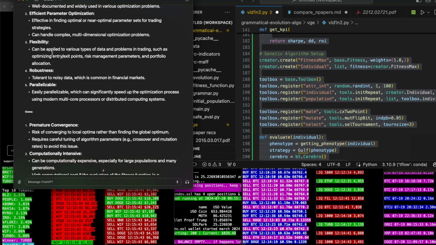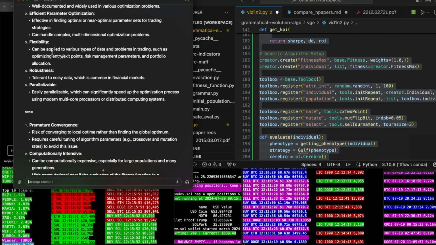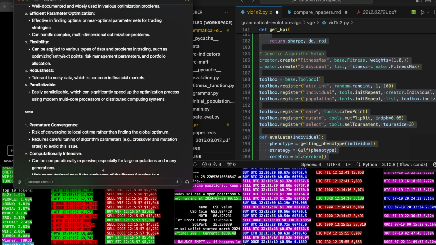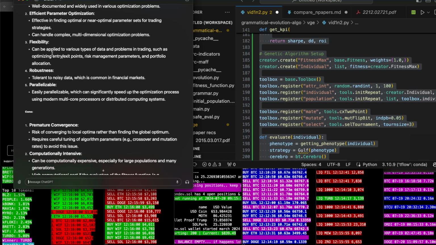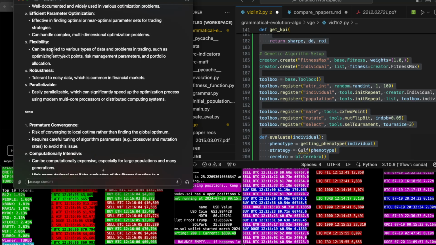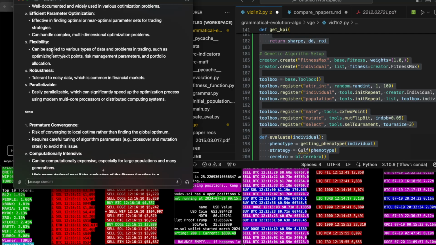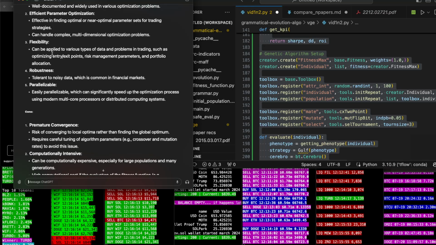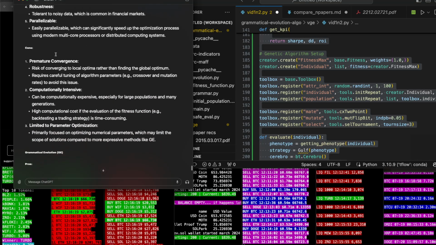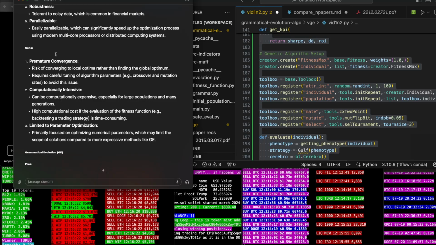Can handle complex multi-dimensional optimization problems. Flexibility, can be applied to various types of data and problems in trading, such as optimizing entries and exits, risk management parameters, and portfolio allocation. Robustness, tolerant to noisy data, which is common in financial markets. Parallelizable, easily parallelizable, which can significantly speed up the optimization process using modern multi-core processors or distributed computing systems. Cons.